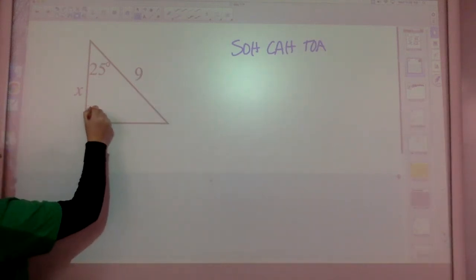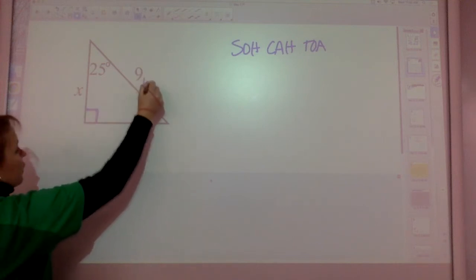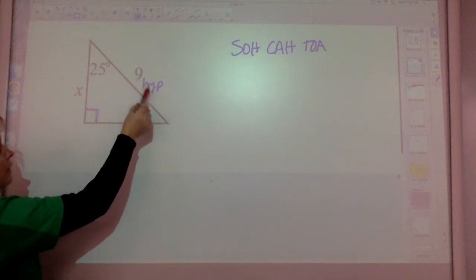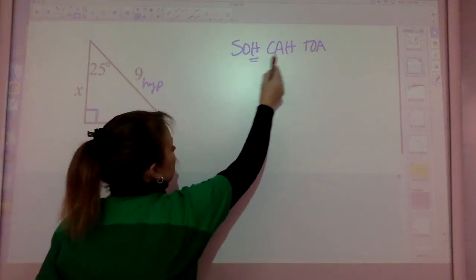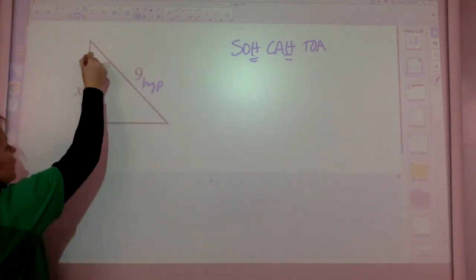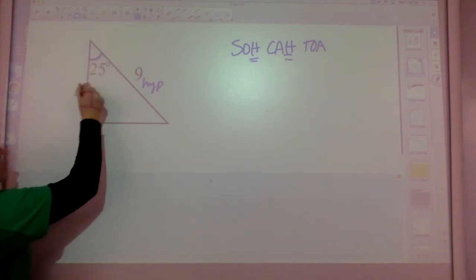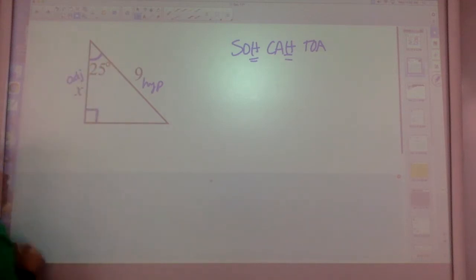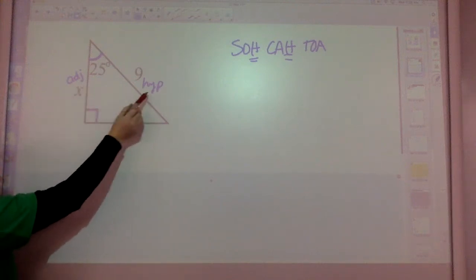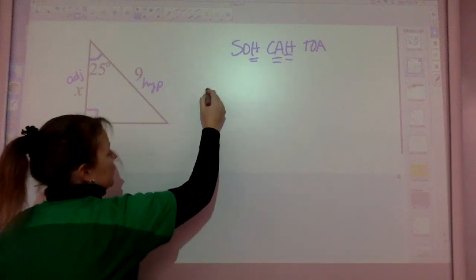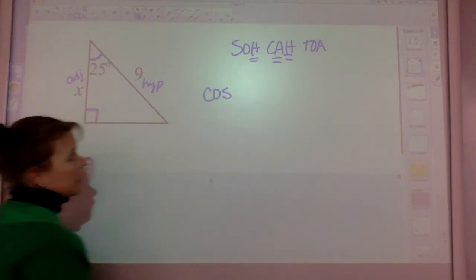As I said, go find your hypotenuse first and label it. Well, this time we know the answer to our hypotenuse. So we're going to use either sine or cosine because they have a hypotenuse. Then find what else you have. This is a 25-degree angle. This is adjacent, or right next to, the 25-degree angle. We need adjacent, we need hypotenuse. We do not need opposite, which means we're working with the cosine.